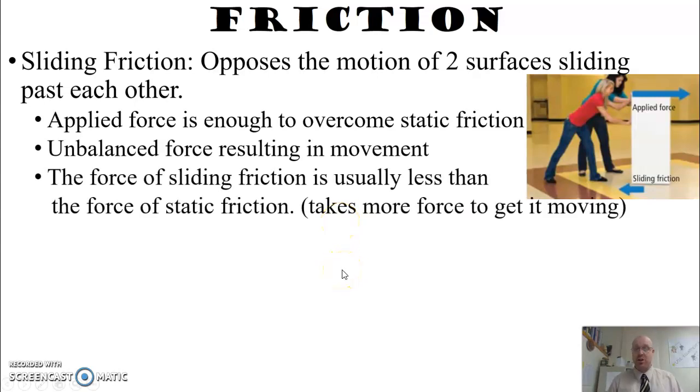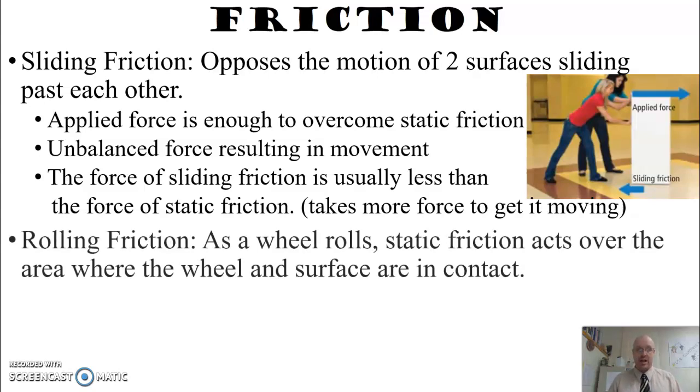The force of sliding friction is usually less than the force of static friction, which means it usually takes more force to get it moving, and that makes sense. I don't know if you guys have moved a heavy box on carpet before, you kind of give it that hard little shove, and then once it starts to move, it's not as hard to push as it's moving. That's because sliding friction is less friction than static friction.